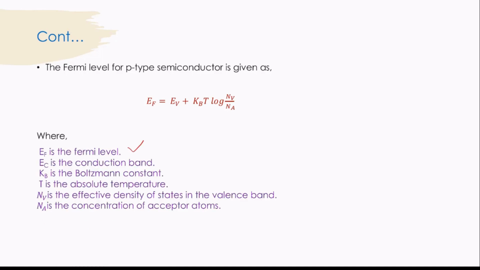And the Fermi level for the P-type semiconductor is expressed as EF = EV + KBT log(NV/NA), where EF represents the Fermi level, EV represents the valence band, KB represents the Boltzmann constant, T represents the absolute temperature, NV represents the effective density of states in the valence band, and NA represents the concentration of acceptor atoms.